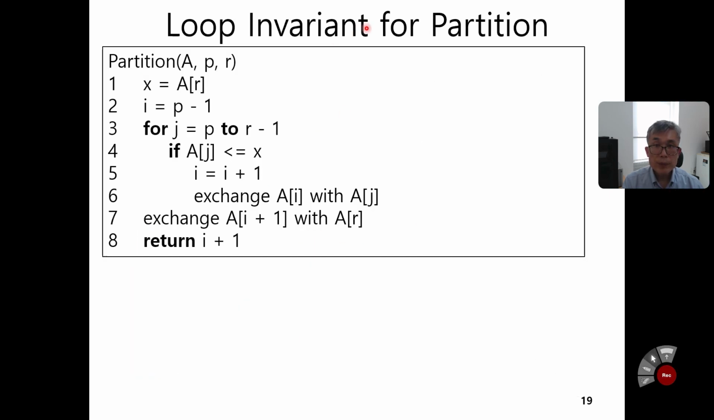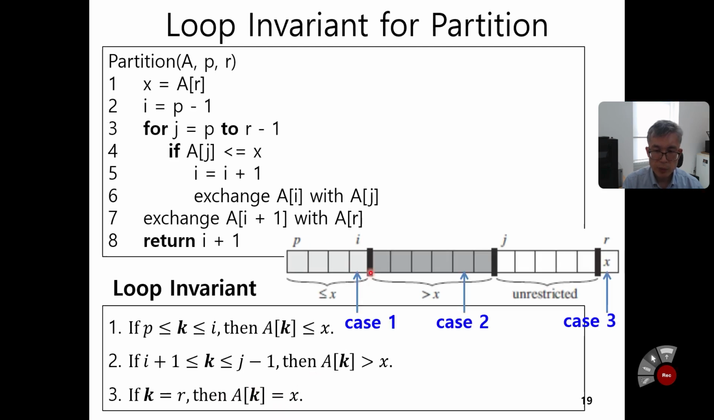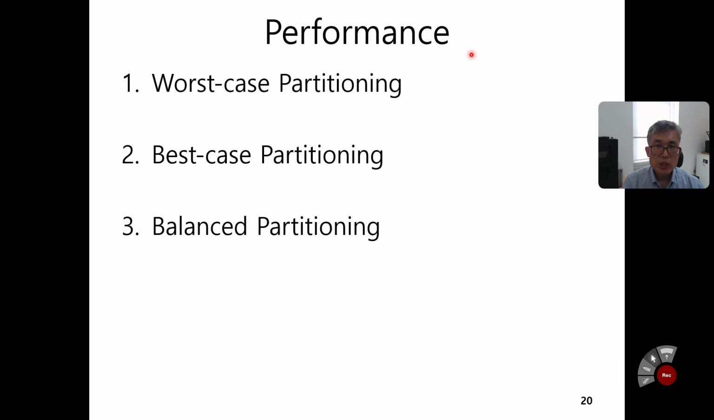So the loop invariant for the partition, the unchanged property. You can see the first partition, the values are less than or equal to the pivot value x. The second partition is greater than the pivot, and the pivot position A[k] and pivot value x are the same. So we have case 1, case 2, case 3. For performance, there are worst case partitioning, best case partitioning, and balanced partitioning.